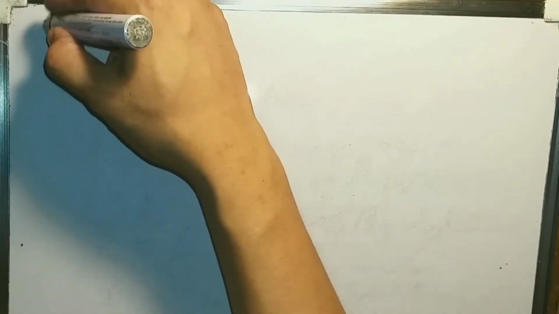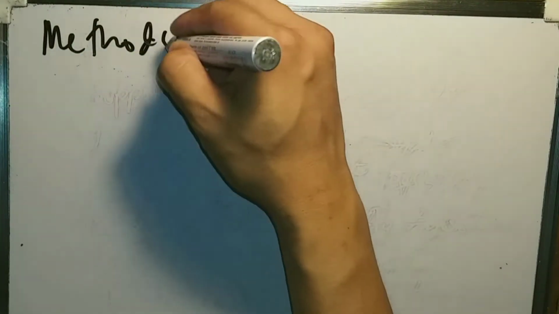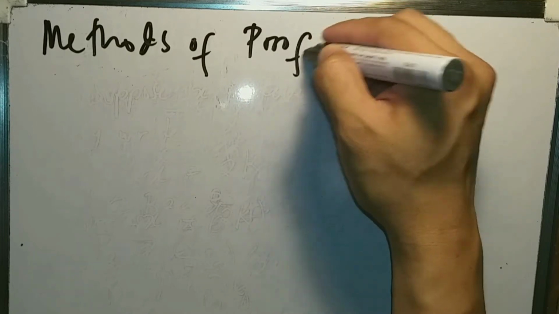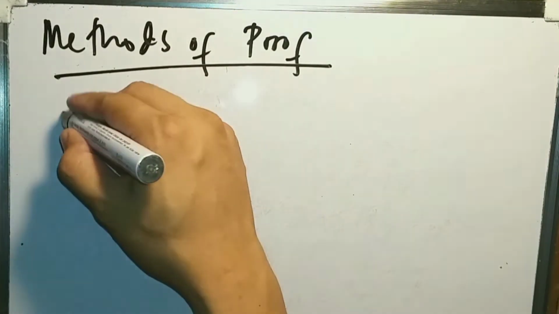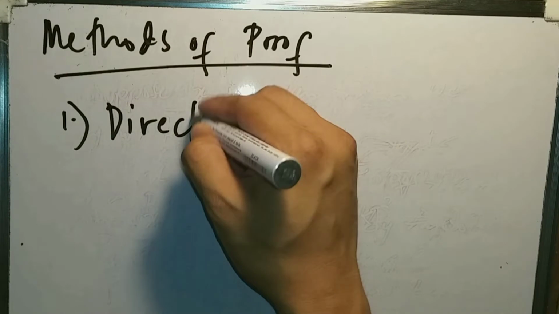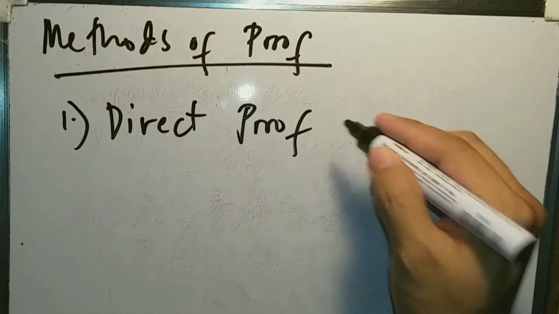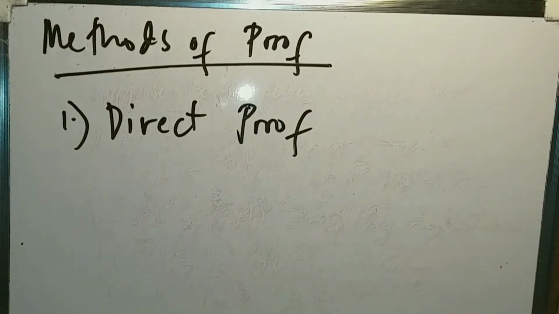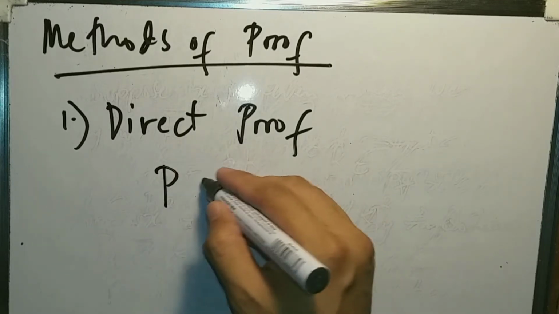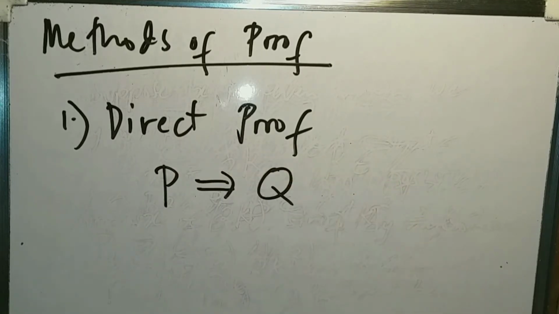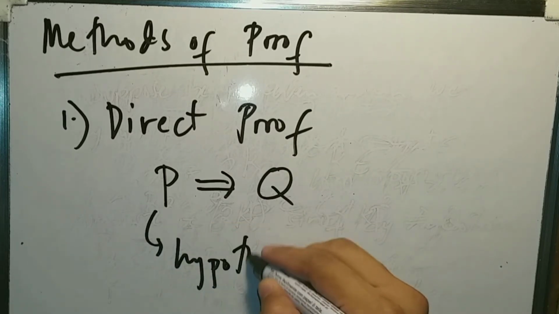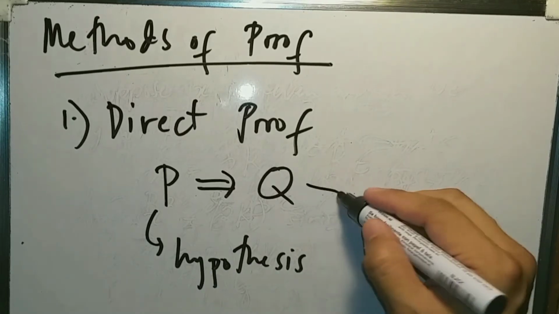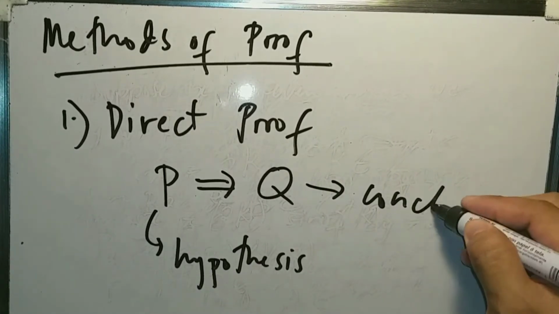So let us do methods of proof. So for methods of proof, we will first discuss the so-called direct proof. So the direct proof is of the form P implies Q, where P is what we call the hypothesis and Q is the conclusion.